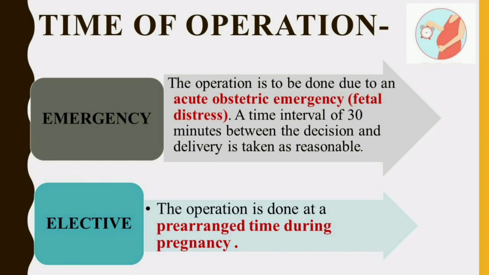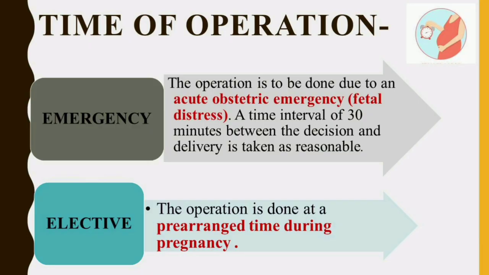Now coming to the time of operation, it might be an emergency caesarean section or an elective caesarean section. From the name itself, you can understand that the emergency one is to be done due to an acute obstetrical emergency. If any kind of emergency occurs, for example fetal distress, then this operation may be performed. A time interval of 30 minutes between the decision and delivery is taken as reasonable. Next one is elective. Elective is pre-arranged or pre-planned during pregnancy. The operation is done at a pre-arranged time.